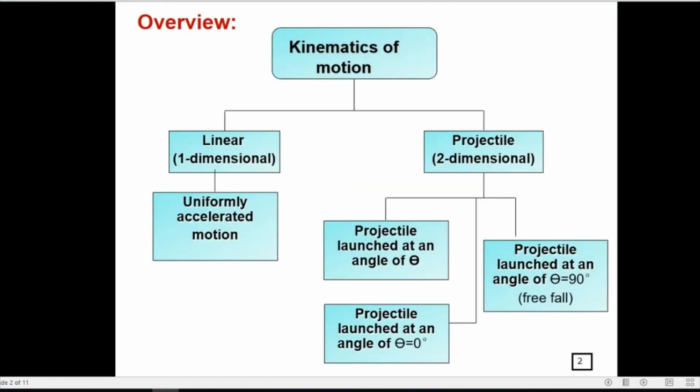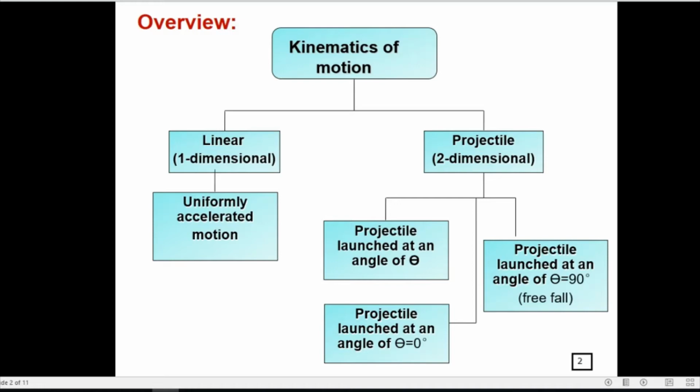You might wonder what the overview of chapter 2 is. We have two parts. One is linear motion and the second is projectile motion. Linear motion is what we call one-dimensional, which contains uniformly accelerated motion. And projectile motion is two-dimensional, which contains three parts. One is the projectile launched at an angle theta. The second is at angle 0 from the horizontal, and the third is launched vertically, which is 90 degrees, which we call free falling motion.